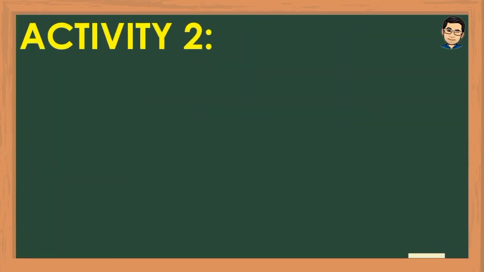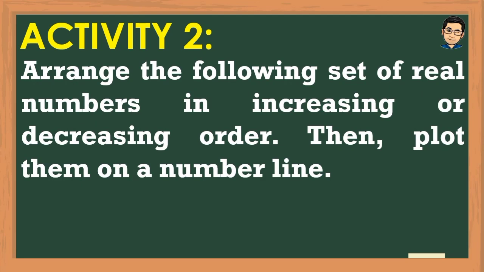So, next activity naman, arrange the following set of real numbers in increasing or decreasing order, then plot them on a number line. So, ito na po yung isa sa lesson objective natin. We will arrange the following set of real numbers. So, in increasing, ibig sabihin increasing, pataas. And then, pag decreasing naman, pababa. After natin silang ma-arrange in increasing or decreasing order, that's the time na ipa-plot natin sila sa number line.